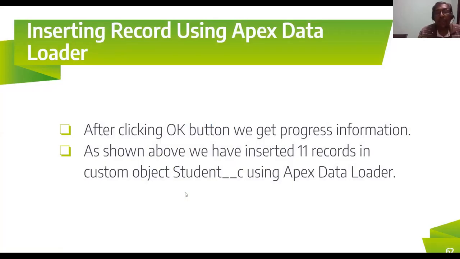Once it is done, after clicking the OK button, we get the progress information. As shown above, we have inserted 11 records in the custom object student__c using Apex Data Loader. So it says that the records have been successfully inserted. How many records? 11 records have been inserted here. On which object? On the student object, student__c, the __c indicates that it's a custom object. So using Apex Data Loader, we are inserting the data here.